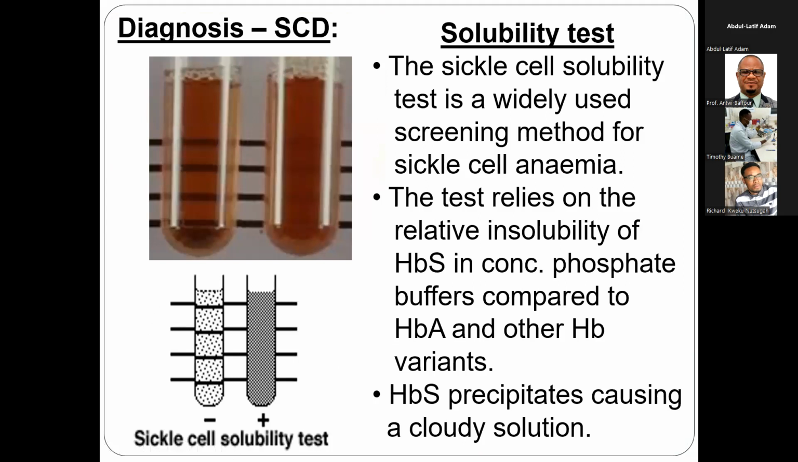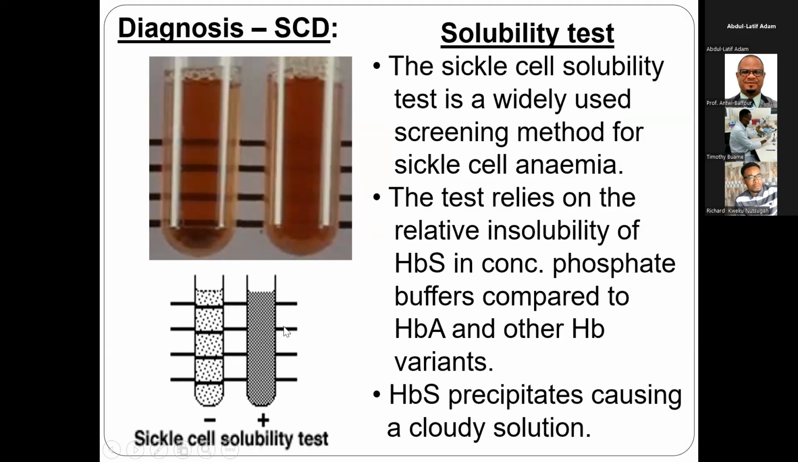So it is used as a screening method for sickle cell anemia. It relies on the relative insolubility of hemoglobin S in concentrated phosphate buffers compared to hemoglobin A, another hemoglobin variant. Hemoglobin S precipitates, causing a cloudy solution.